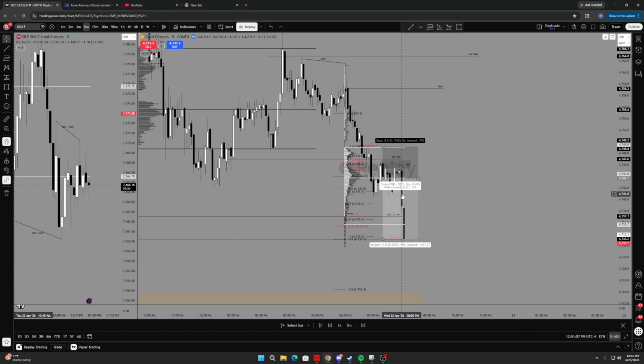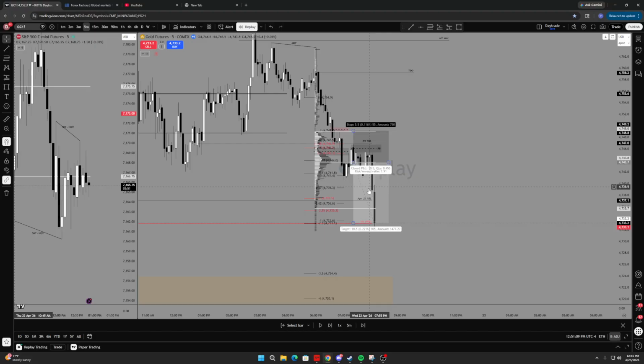And then again, on any other given day, we could very well have come down into this previous day low and started to reverse.